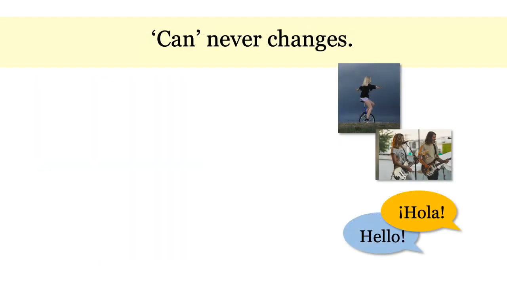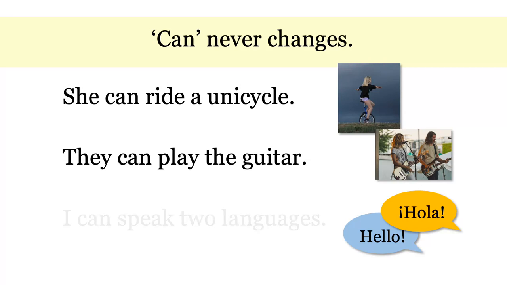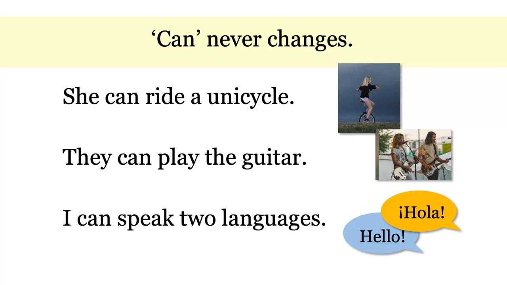Can never changes. Let's look at some examples. She can ride a unicycle. They can play the guitar. I can speak 2 languages. Notice that can goes with she, it goes with they, it goes with I. Can never changes. You don't have to put a different ending on it or think about the form. It's always can. And when you use can, also notice that the verbs don't change. Ride, play, speak. So you don't have to change anything.